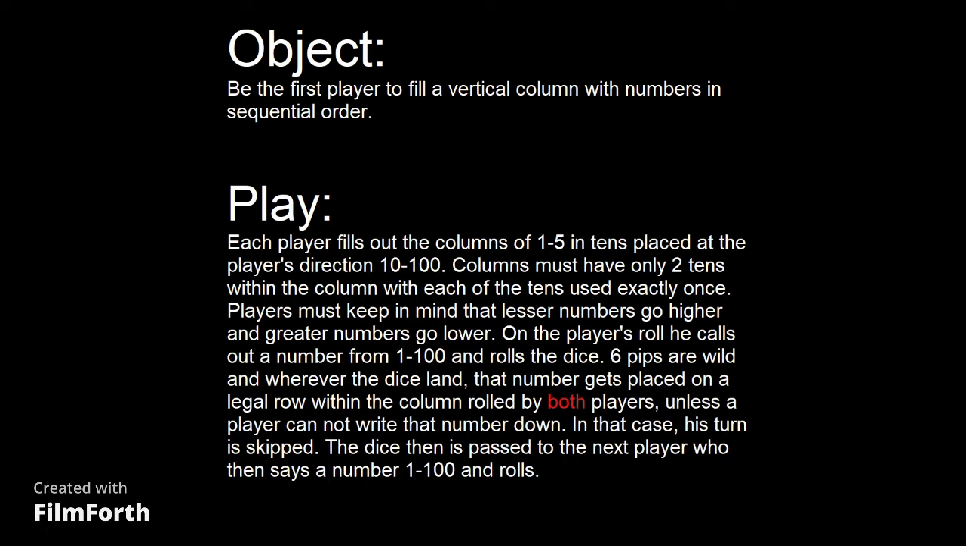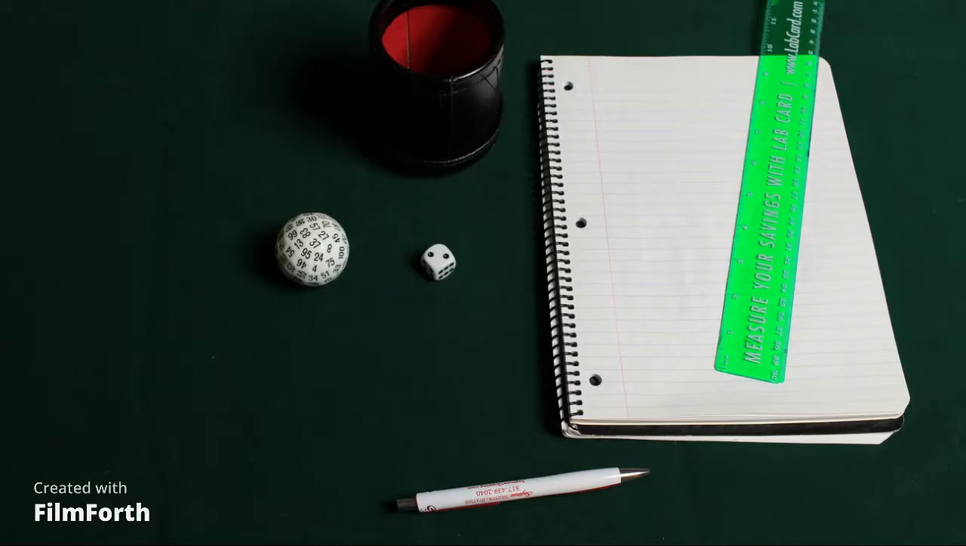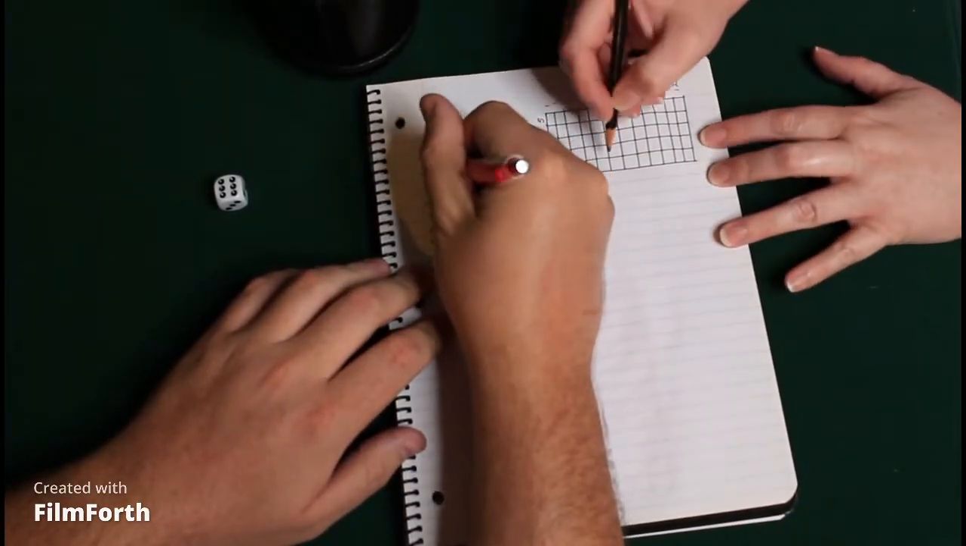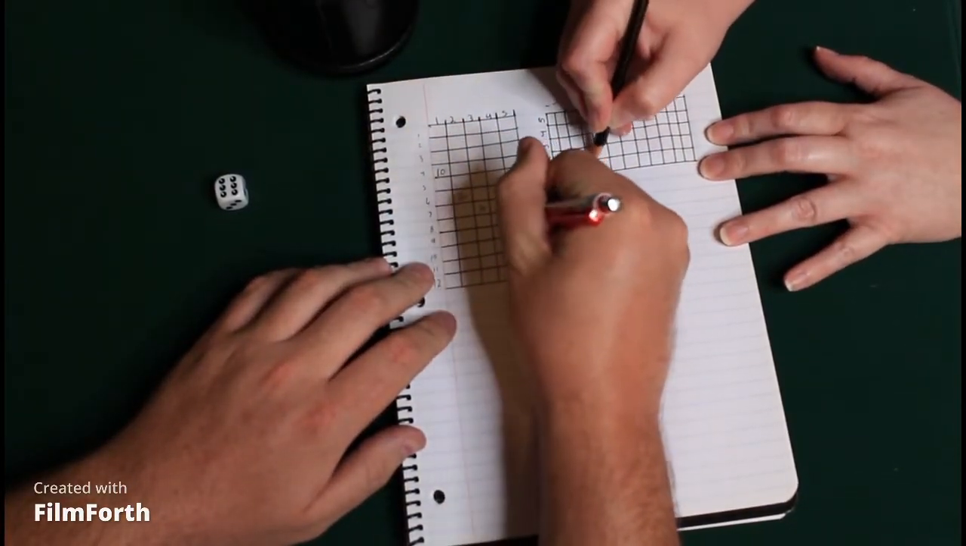So if you call a number between 1 and 100 on your turn and roll the die, wherever that die lands, that's the column that number's going in. And the positioning's up to you. It has, though, to follow those rules that lesser numbers be on top of greater numbers. Sixes, in this case, are wild. They can be placed anywhere. And what's great about this game is every turn, everybody plays.